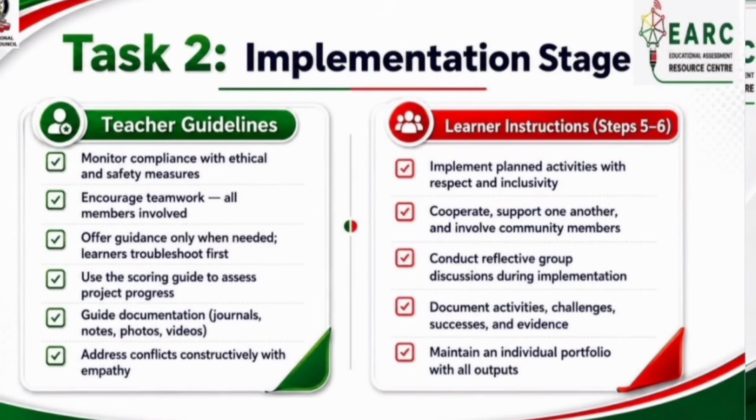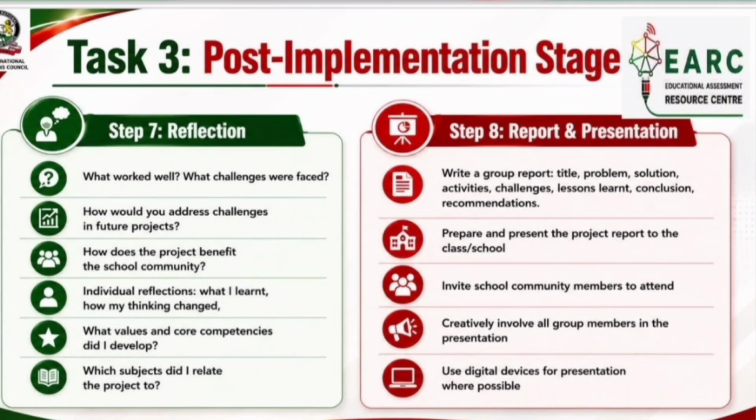Then we move to task 3. This is the post-implementation stage. In step 7, they do reflection. So students look back at what worked well. They also plan how to improve future projects. They think about benefits to the school, and they write about personal learnings and changes. These students are also supposed to identify skills and values they developed, and they connect the project to school subjects.